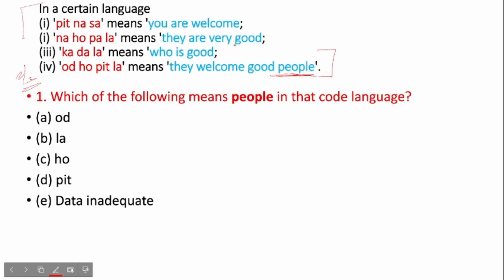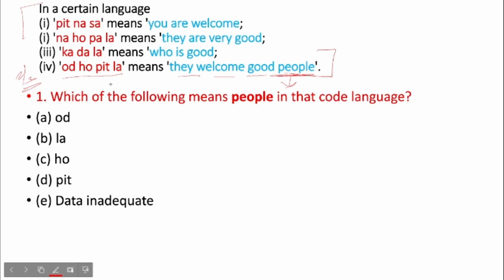You are welcome. They are very good. Who is good? They welcome good people. So only one statement has people. To find people, we need to find they, welcome and good first, so that in the given coded statement, the remaining word would be the code word for people, right?